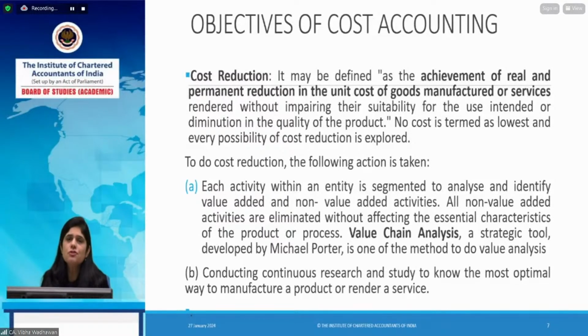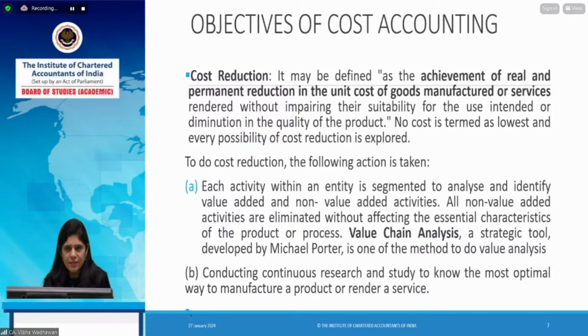The cost should be reduced. All right. And that means it should be a permanent reduction. It should not go back to the original cost in the next cycle. So reduction in the unit cost is actually what cost reduction focuses on. No cost is termed as lowest, and every possibility of cost reduction is explored. So what exactly and how we do the cost reductions?